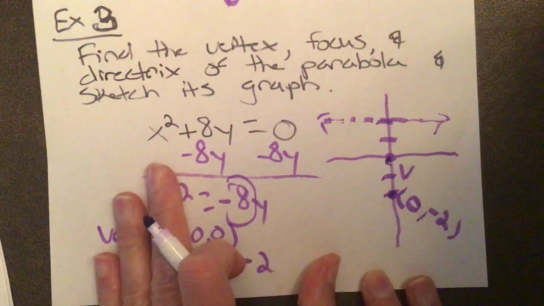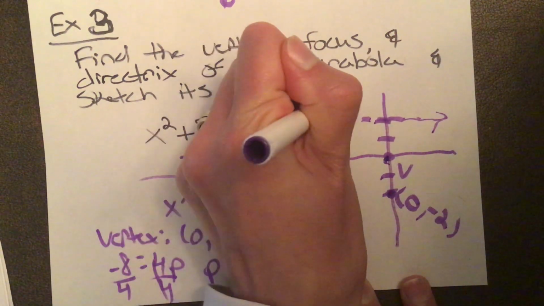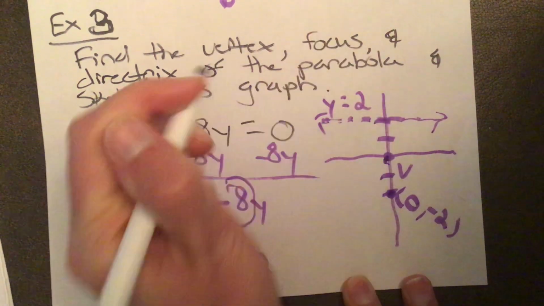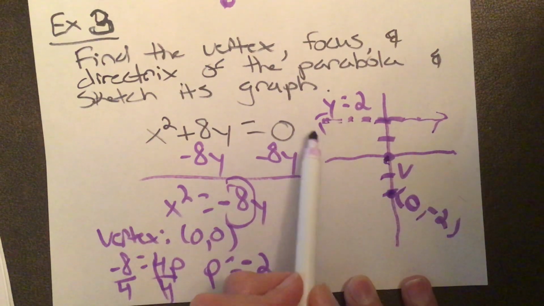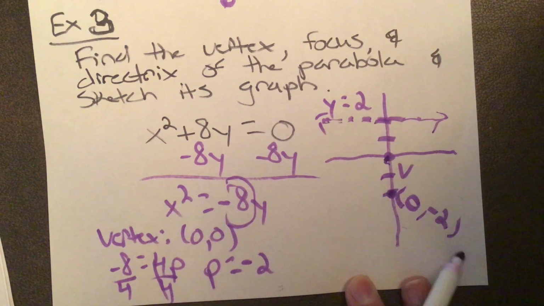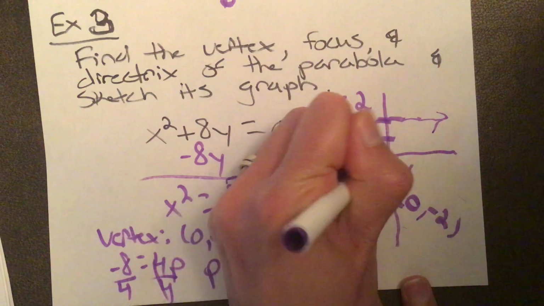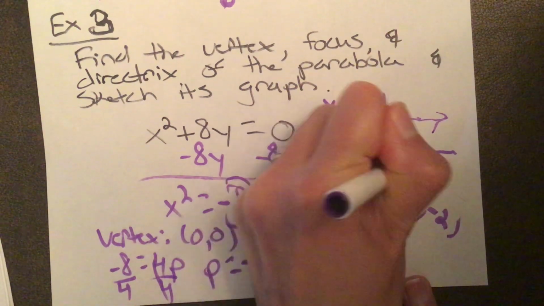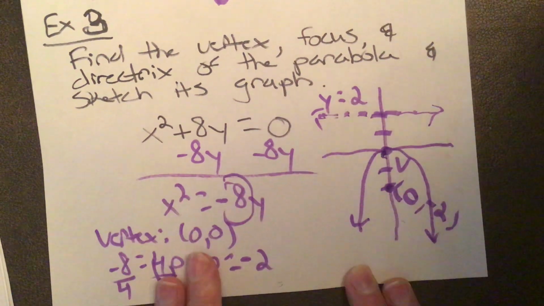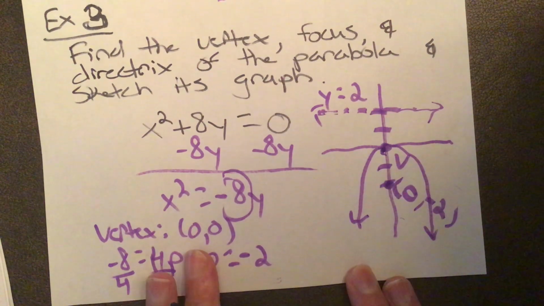Okay. And remember, this is a horizontal line I'm drawing, so this would be at y equals 2. So y equals 2 is the directrix, (0, negative 2) is the focus, and then you could just draw a sketch from there.